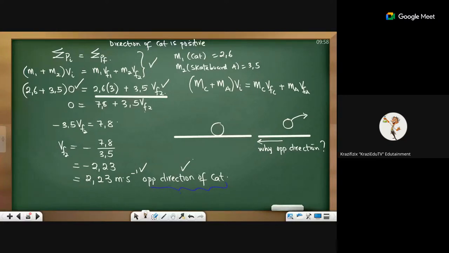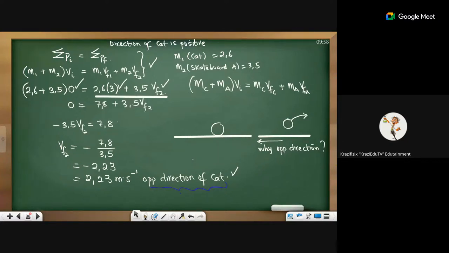1, 2, 3, 4, 5. Because if Elena doesn't write that, then we're in trouble. But most likely, this is how they put this mark here for this substitution, and this mark for the entire thing with the direction. So we have 5 marks: formula, substitution, answer with a unit. So please read carefully before you jump away from that question.